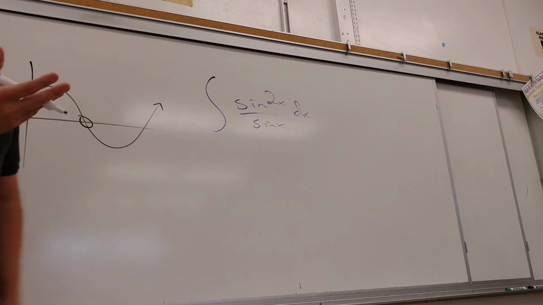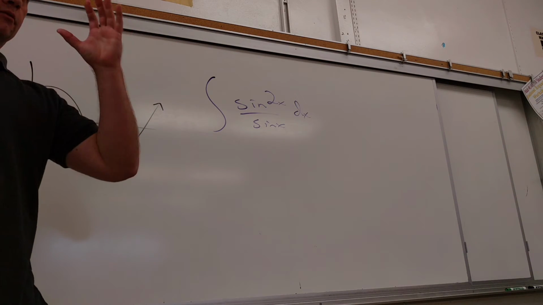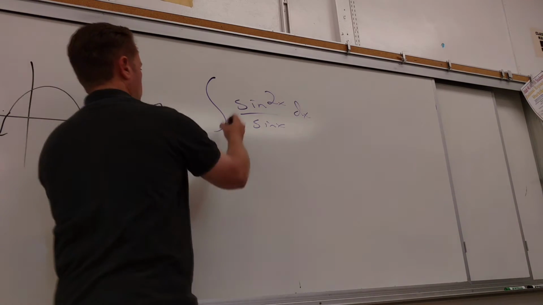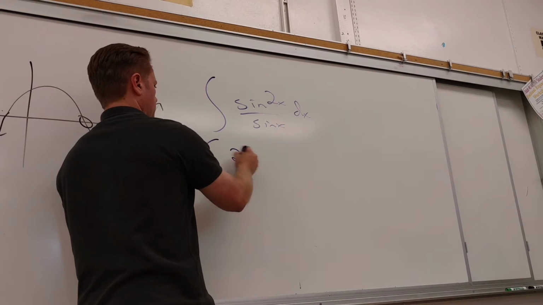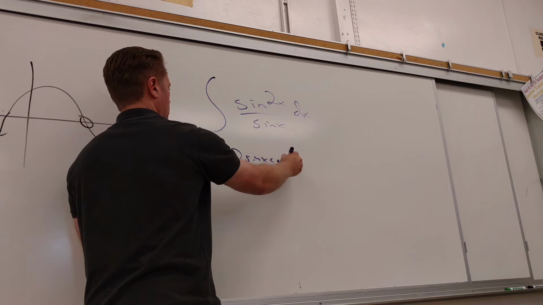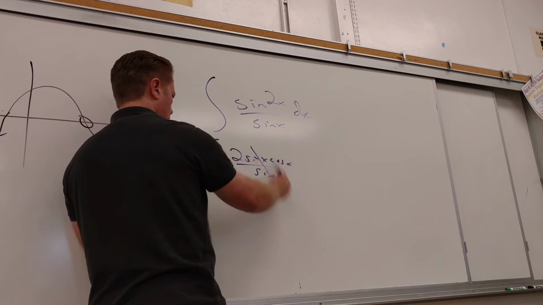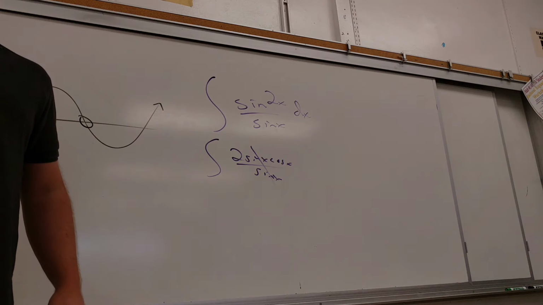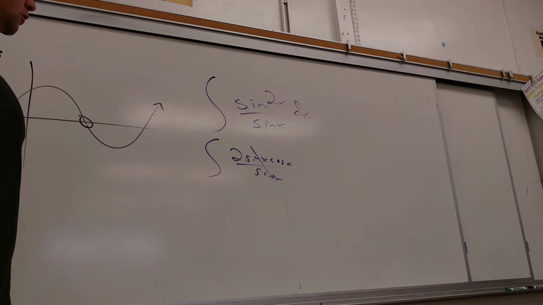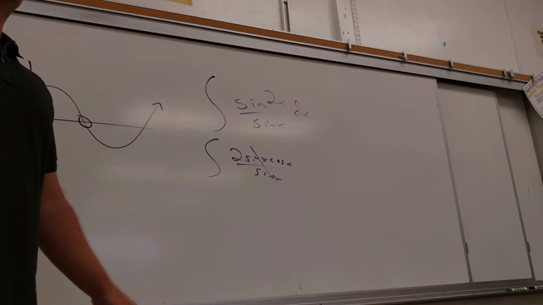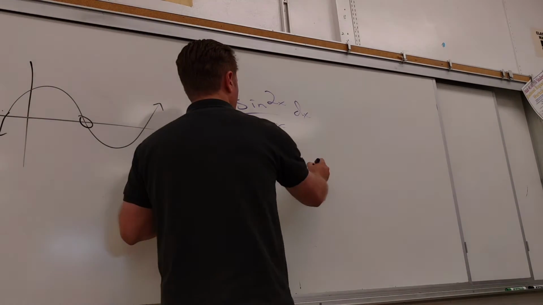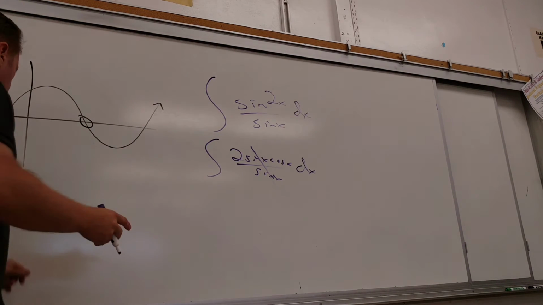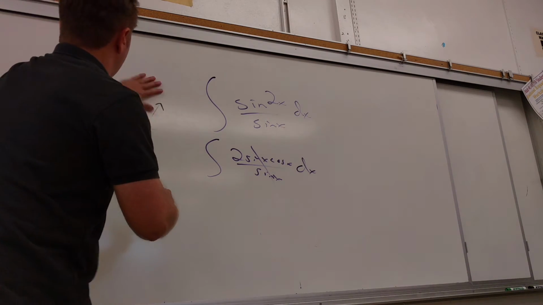What's one of the themes of the semester? Simplify first if you can. You use a trig identity: 2 sin x cosine x over sin x, and see the sin x's go away. So you get 2 cosine x, and you can integrate that, no problem.